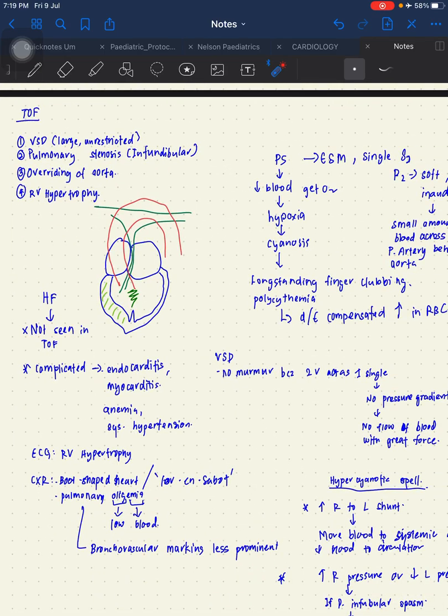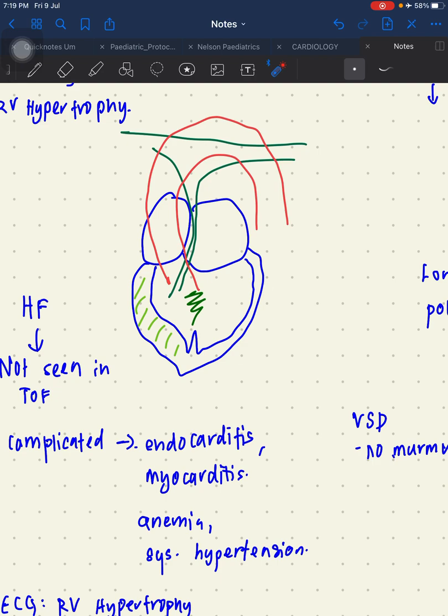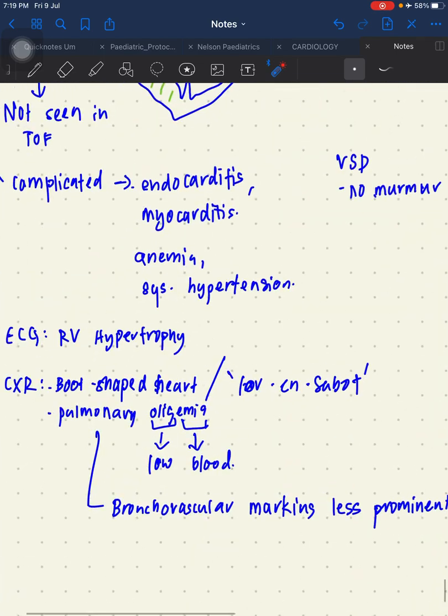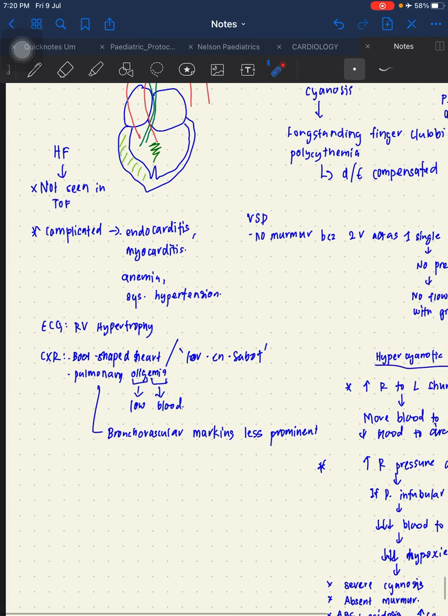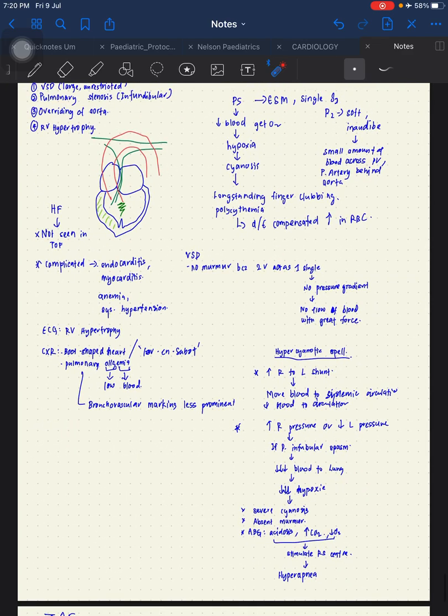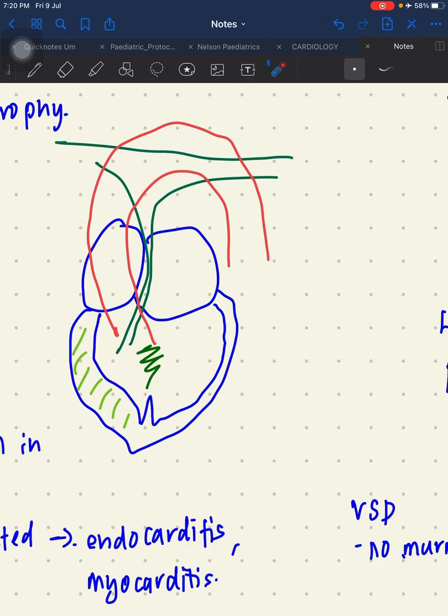Next is right ventricular hypertrophy. When there is restriction of blood flow via the pulmonary artery, the blood tends to stay in the right ventricle. In order to compensate for the high pressure, the muscles become more muscular. Therefore, the right ventricle becomes hypertrophic. This right ventricular hypertrophy tends to give a boot shape on the chest X-ray, which we also call the Coeur en Sabot appearance.